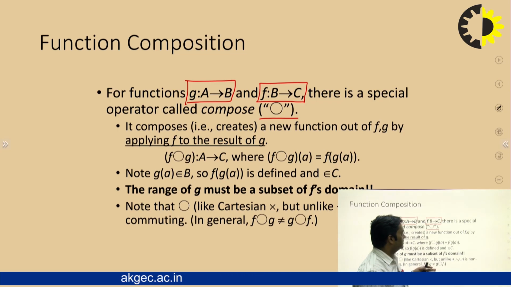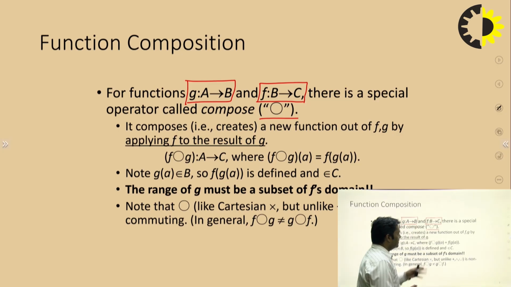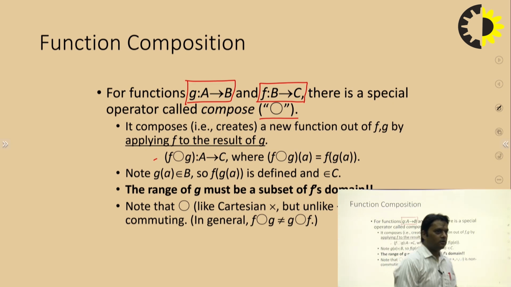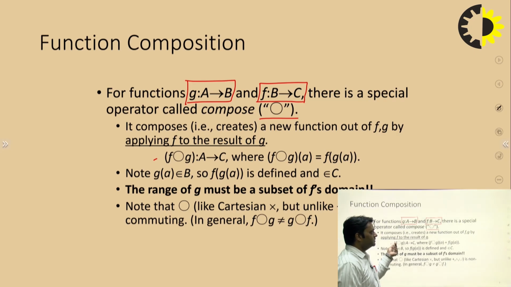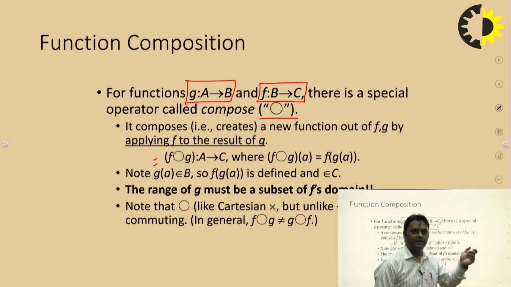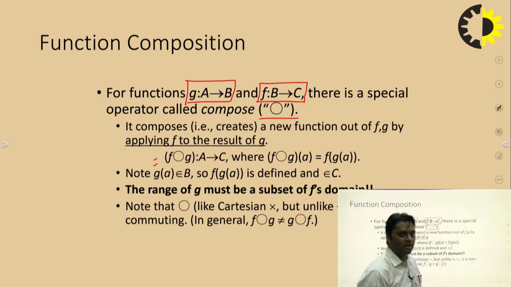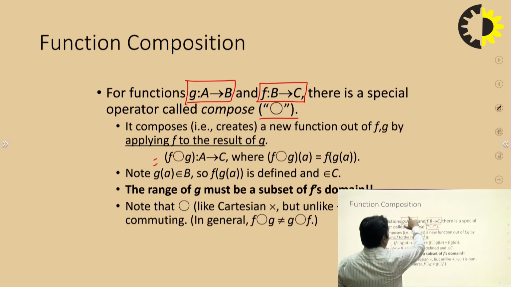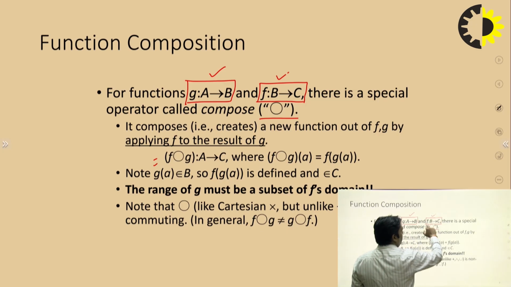For functions there is a special operator called the compose or composition operator, and this is represented by O. It composes a new function out of f by applying f to the result of g. When we find the composition of f and g, the relation given here is A implies B for g, and for f, B implies C.